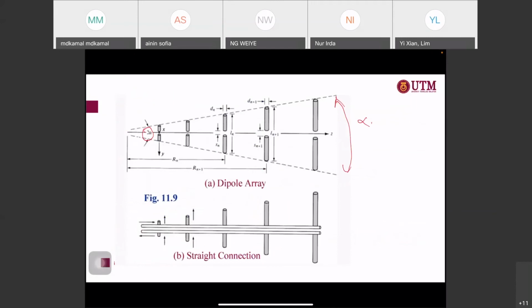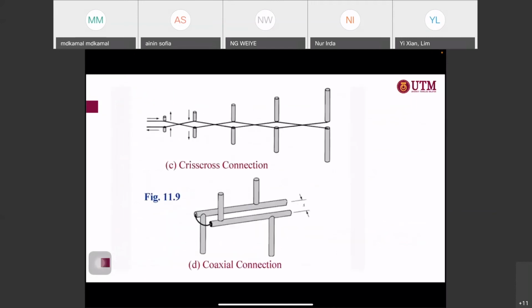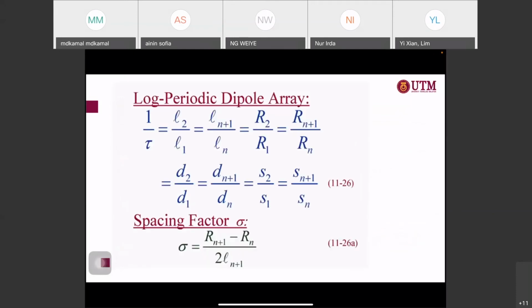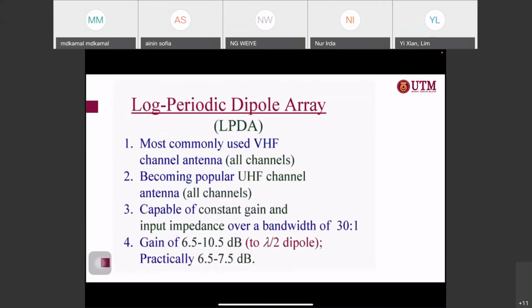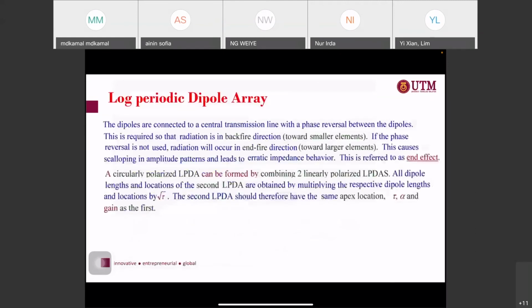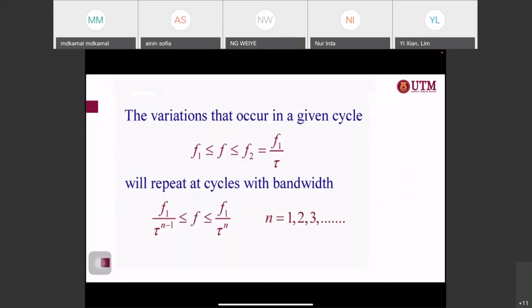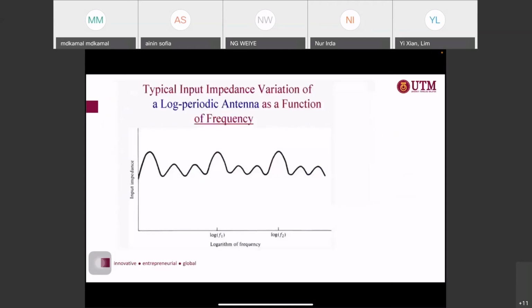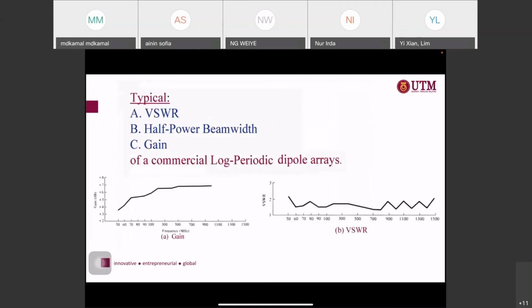Okay, so what you can see here is a type of antenna in terms of the crisscross as well as just a bit normal. This is very important here. You see Rn here, I just mentioned to you just now. This is a spacing factor before the applications. And then this is the periodicity of the log periodic variations. We repeat a cycle with the bandwidth of this. This is a typical input impedance with the logarithmic variations.